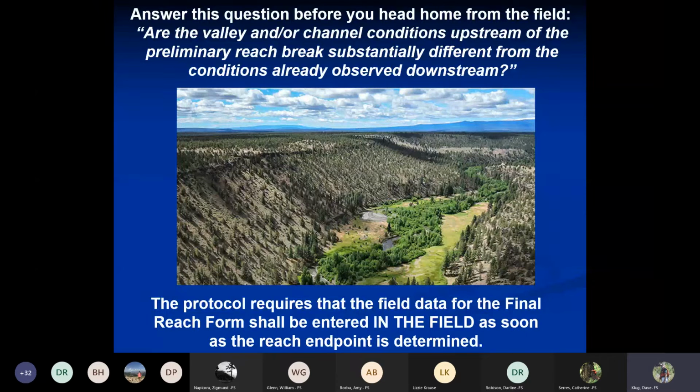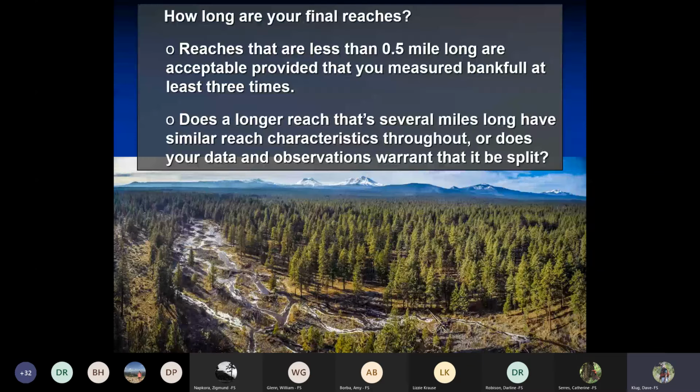Ask yourself how long the final reaches are and look at your data and add up those lengths. Make sure that if you have anything less than a half mile long, that's acceptable, and there's a good reason for it. There are characteristics that warrant that.